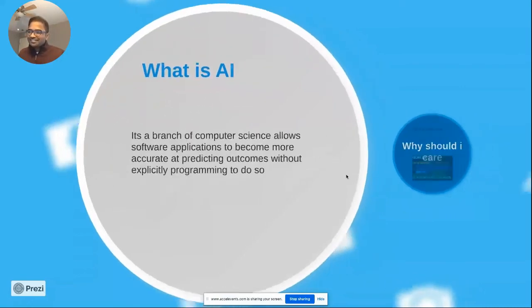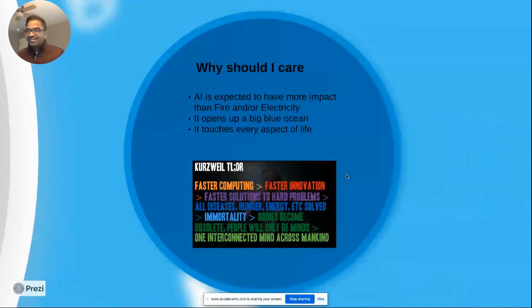This is one of my favorite infographics out there. Then you can ask, we all know why we should care about AI, but here is another reason. AI is expected to have more impact than fire or electricity combined. It opens up a big blue ocean. We're the product managers out there, so we want to build products in a big blue ocean rather than a red ocean, and it touches every aspect of life.